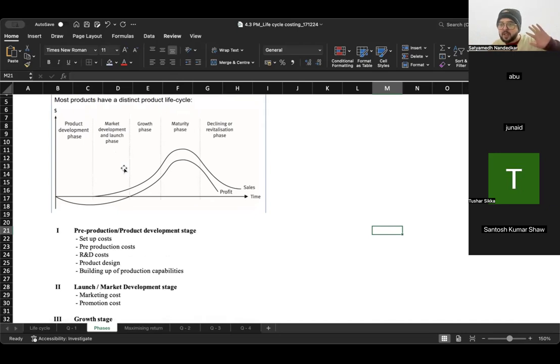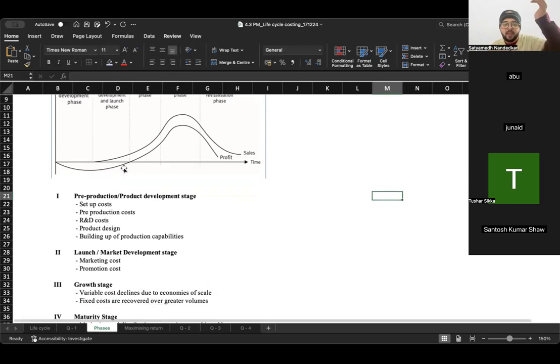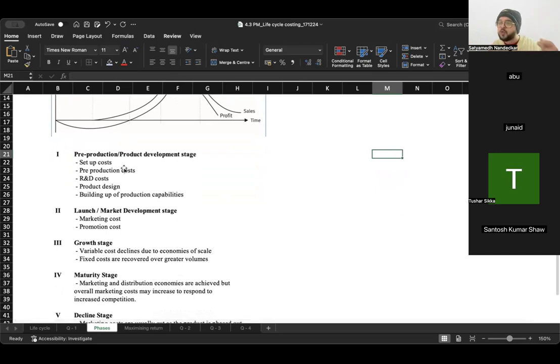happening. Then it reaches a maturity phase, which is probably when the product is at its top. You don't need to spend too much on marketing. Everyone knows that you are out there. People come to you because they are aware, they have consumed your product in the past, so they are coming to you again and again. That is the maturity phase of a particular product.